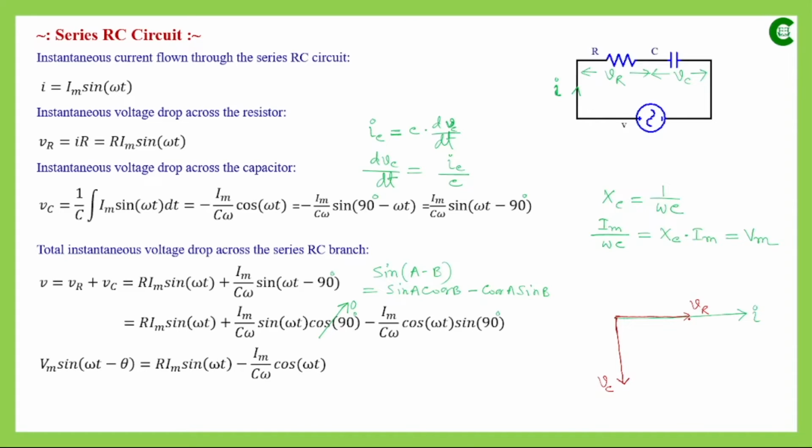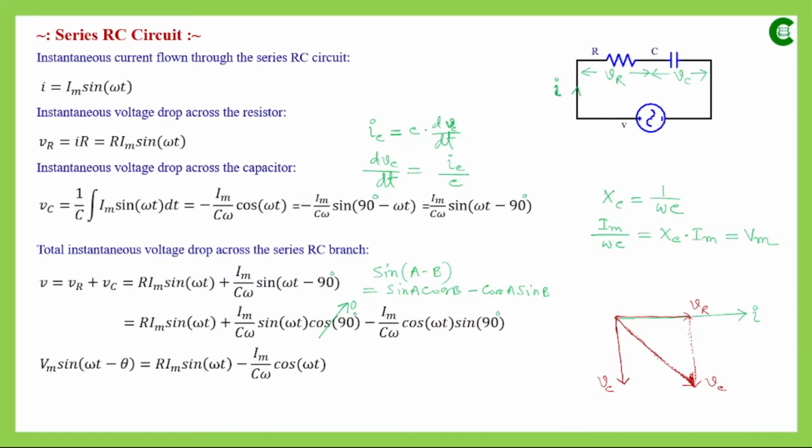Now if we redraw VC here, the parallel line of VC, and if we take the resultant of these two vectors, then this will be the measurement of the instantaneous total voltage drop across that series branch. This is VR, this is our VC, and their resultant will be the resultant voltage, that means the total instantaneous voltage across that series RC path.